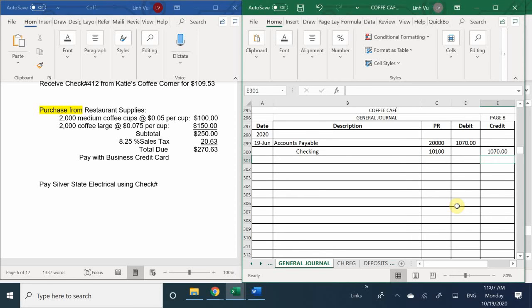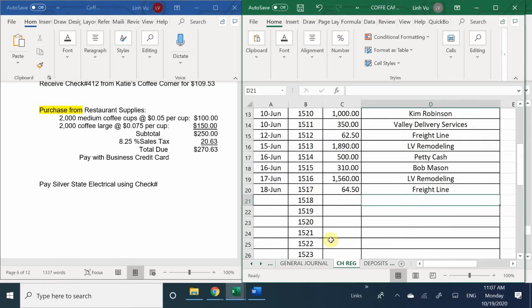Okay, so here we've indicated that we're making a payment to Silver State. Now, it says to use a check. What check number am I using? So we're looking at a check register. We're going to go to our check register. Okay. Check number 1518 is going to be our number. All right. And for how much are we going to write this check out for? 1070. And who am I writing this check out to? Silver State.